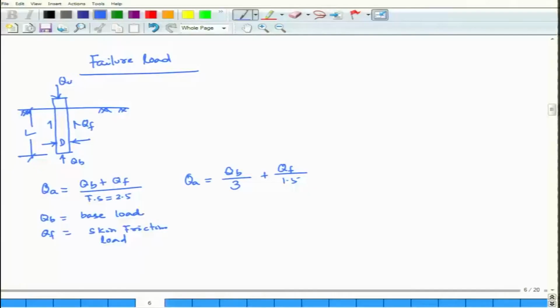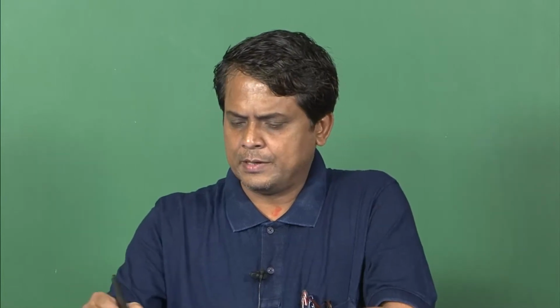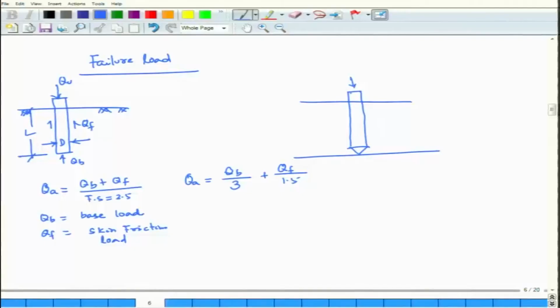In this pile we have considered both end bearing as well as friction. If it is only an end bearing pile, for example, as I have explained earlier, there is a load coming here. So QA is equal to QB by 3 and QF by 1.5. These are the two factors of safety independently.